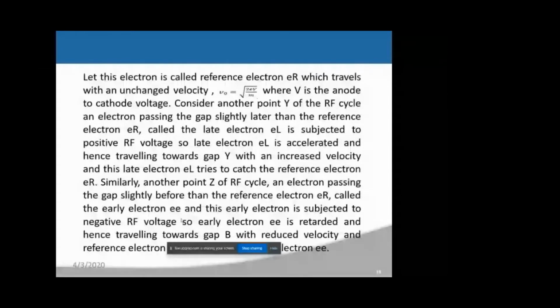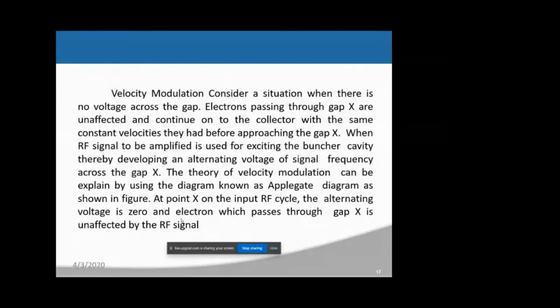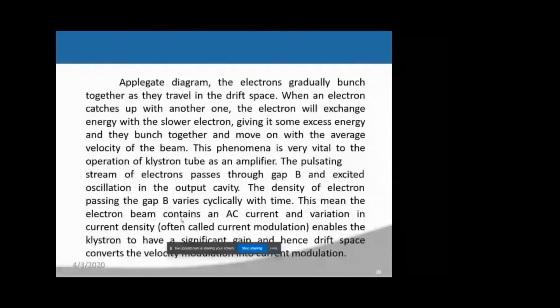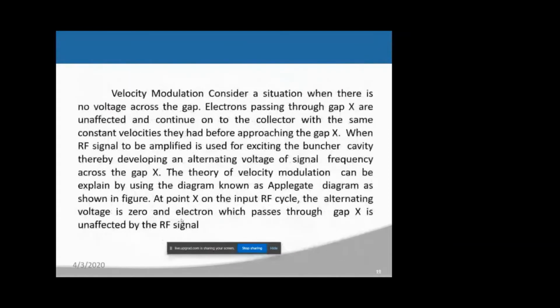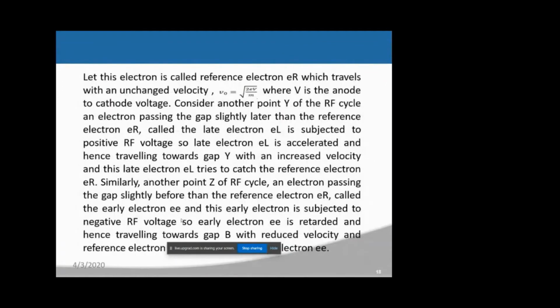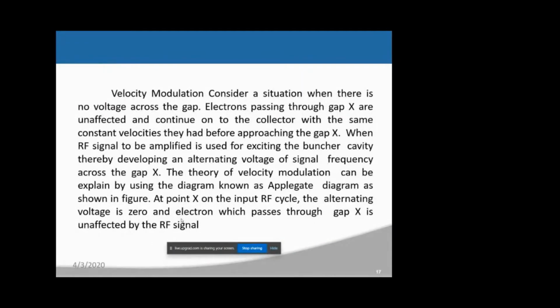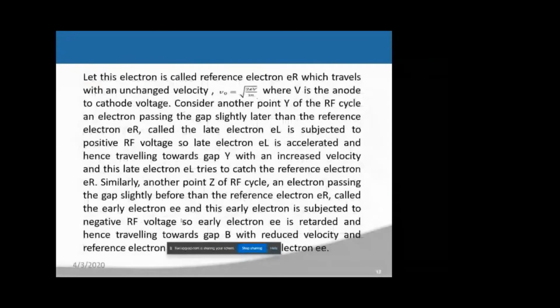At point X on the RF input cycle, the alternating voltage is 0, and the electron which passes through gap X is unaffected by RF signal. This is the point X. Just refer to this diagram. You can see that at point X, simply we can say that there is no gap voltage. The theory of velocity modulation can be explained by using the diagram. Let the electron, called the reference electron, travel with an unchanged velocity.